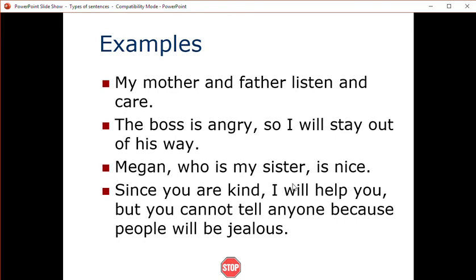Subject verb, I will help. And then we got comma conjunction, comma but. You cannot tell anyone. That's a complete sentence. You cannot tell. And then another baby. Remember, there can be at least one baby, more than one, because people will be jealous. People will be, subject verb, and the word because makes it a baby clause. Okay, so this one is definitely compound complex.